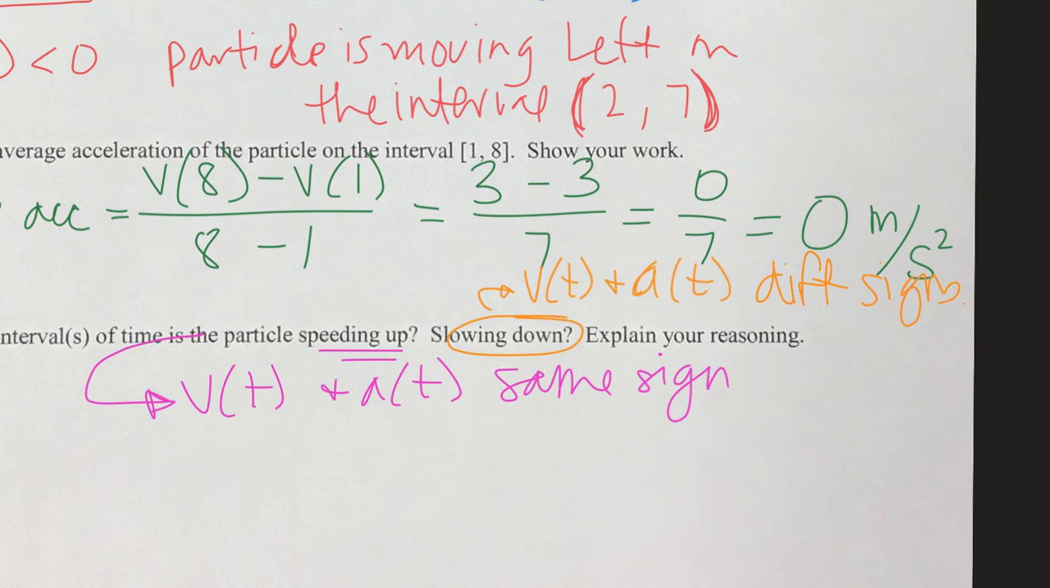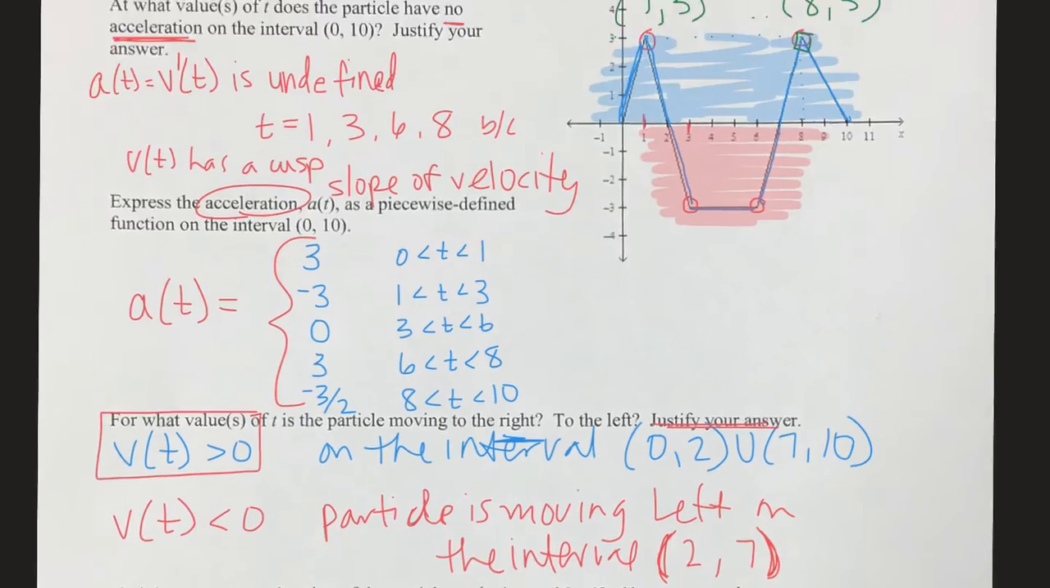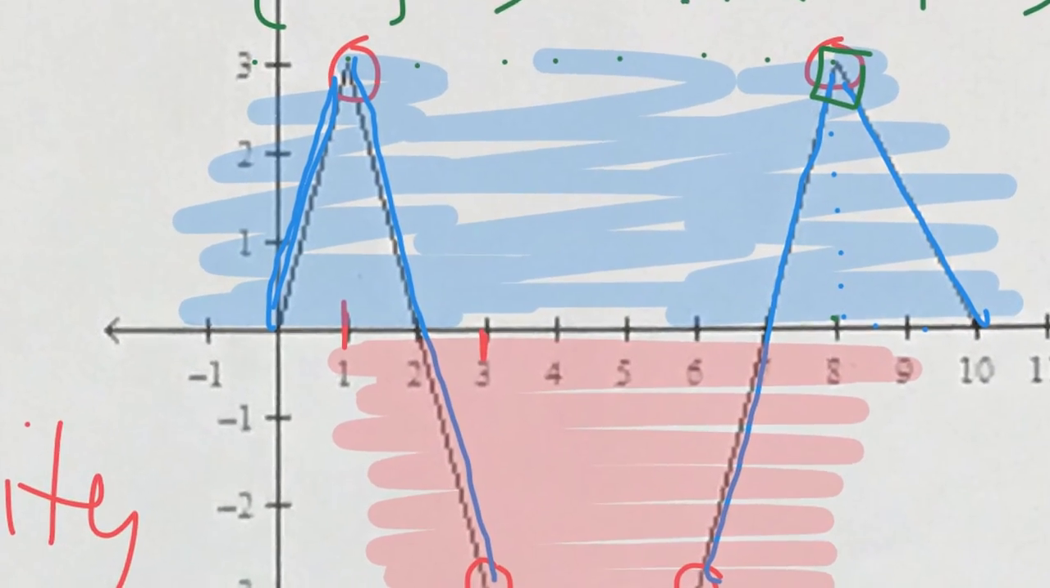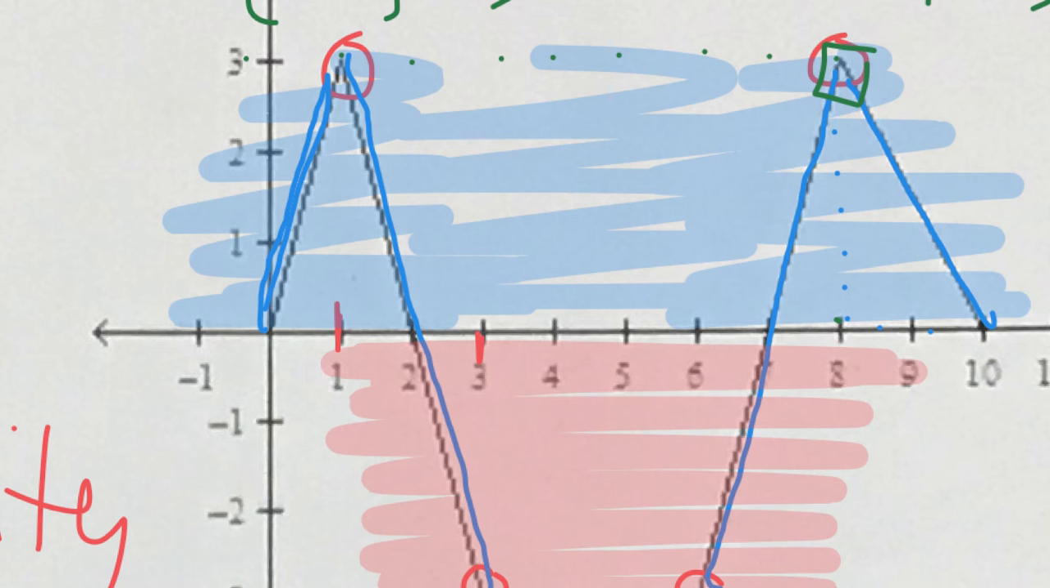Okay, so let's come up here and see what's going on. Let's look at each of these sections. What can we say about the velocity between 0 and 1? The velocity is greater than 0, positive, because it's above the x-axis. And what can we say about the acceleration? It is also positive. So between 0 and 1, our particle is speeding up, because velocity and acceleration have the same sign.